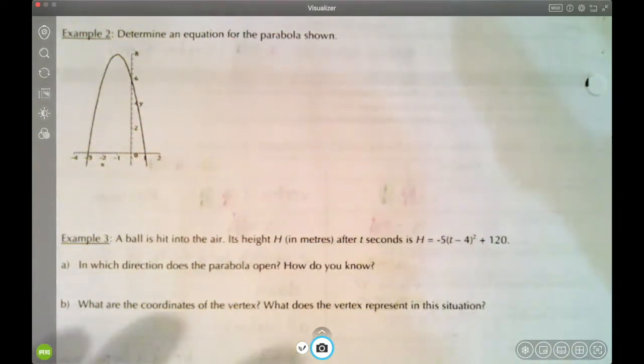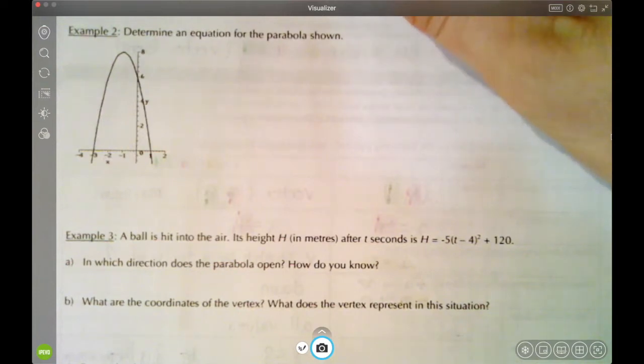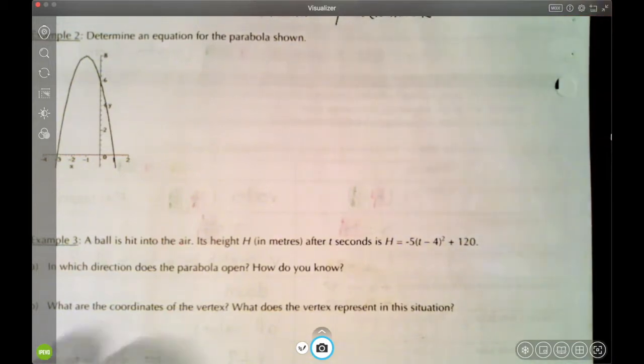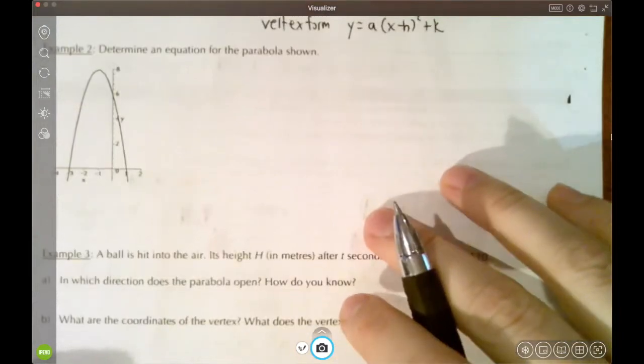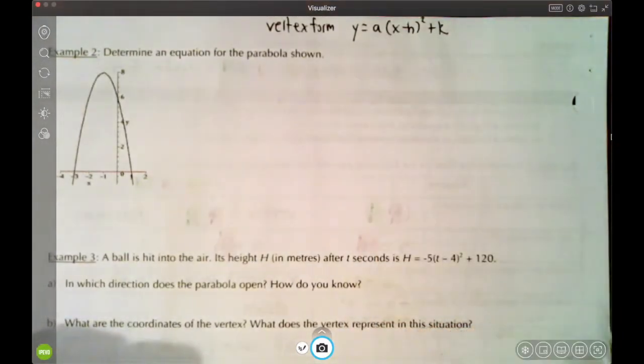This video is not about graphing. This video is about using that equation, that vertex form of an equation that I'll write at the top here. Vertex form: y equals a(x minus h) squared plus k. Using that equation. And it's really important that we be able to use that equation.